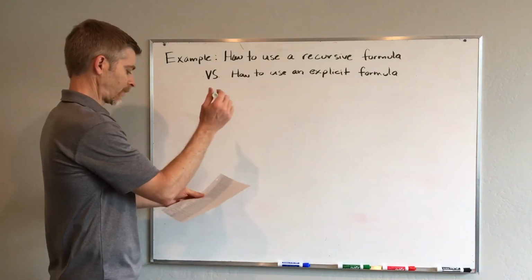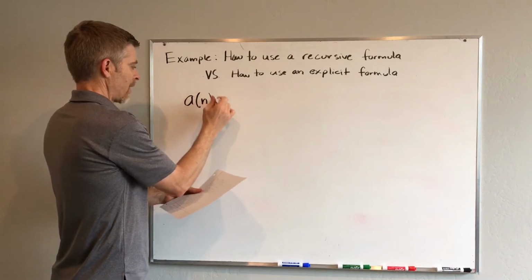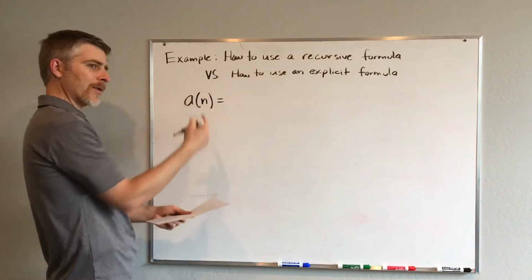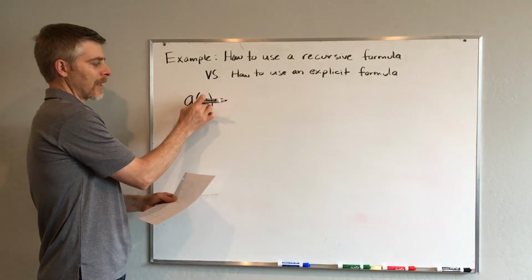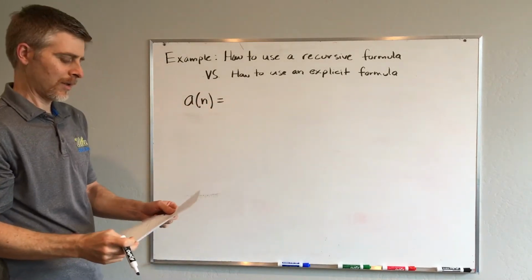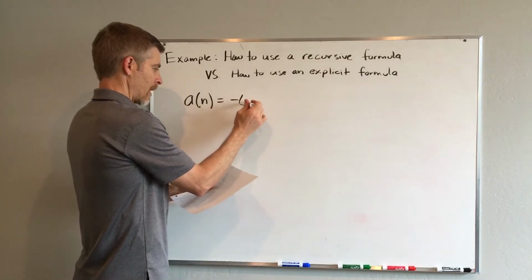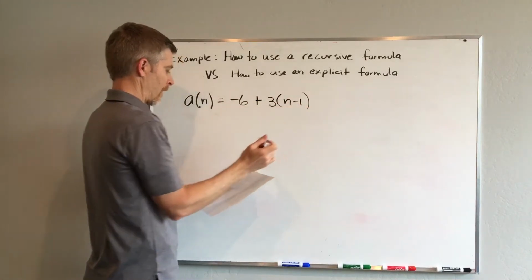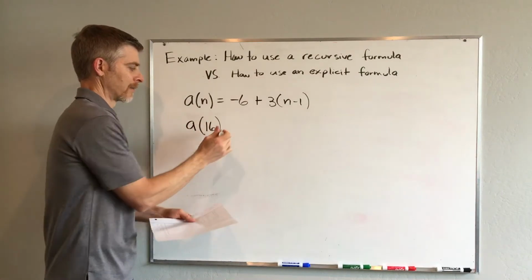They gave you a sub n, except instead of a sub notation, they use function notation. I think it might be because their software couldn't get the n to drop down, so they just used function notation. Right, so they give you this formula, and then they say, well, what is a of 16?